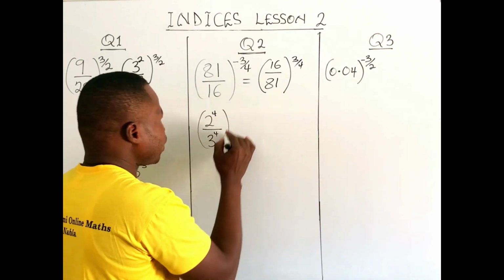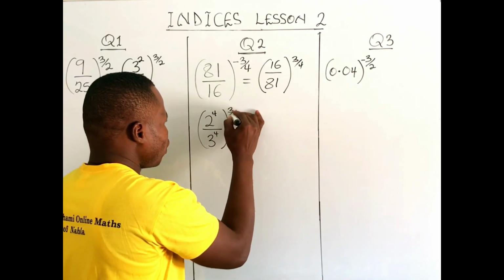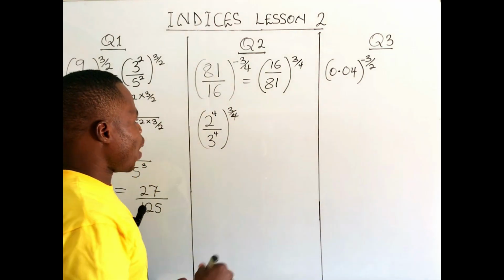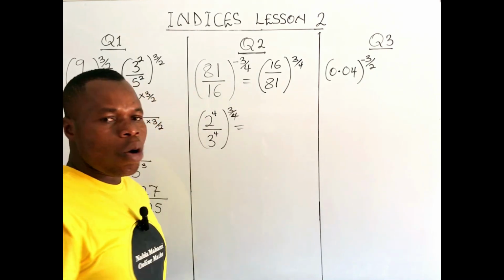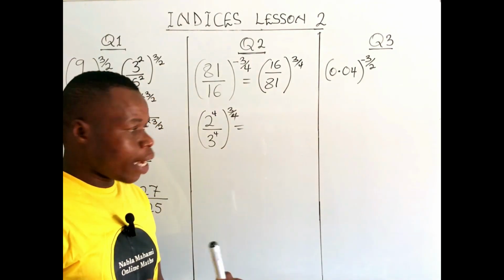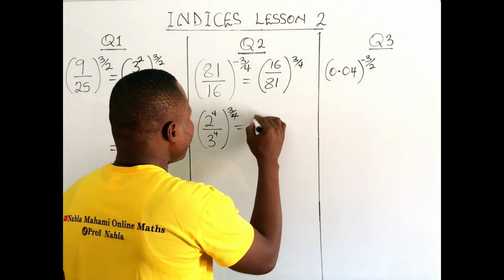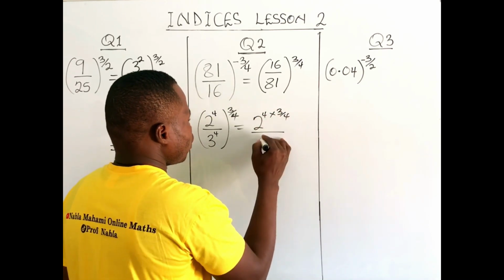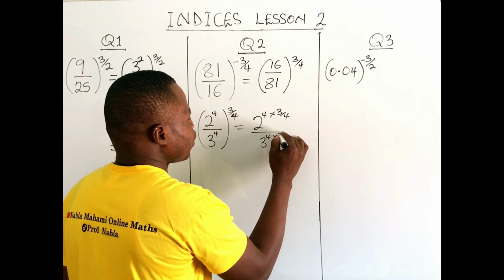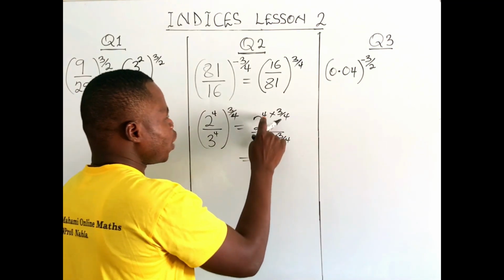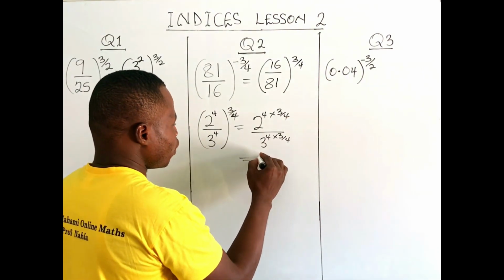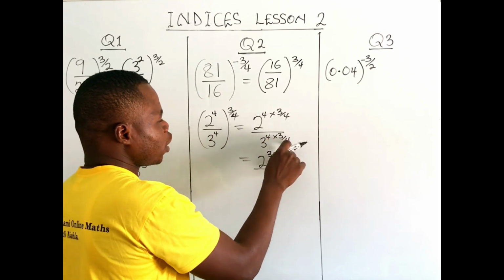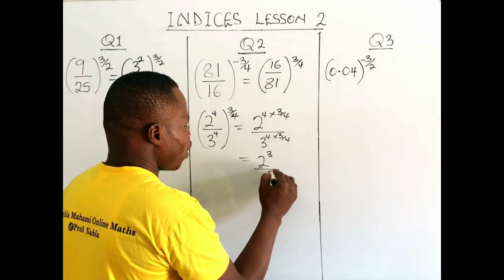Then I will now close it and bring the common power that they all have. That is 3 over 4. So this time round, I can now distribute the common power to each of them. That is the numerator and the denominator. And here will be 2 to the power 4 times 3 over 4 over 3 to the power 4 times 3 over 4. And you see that this 4 will cancel this 4. I will leave 2 to the power 3 over, here too, this 4 cancels this 4. I will be left with 3 to the power 3.